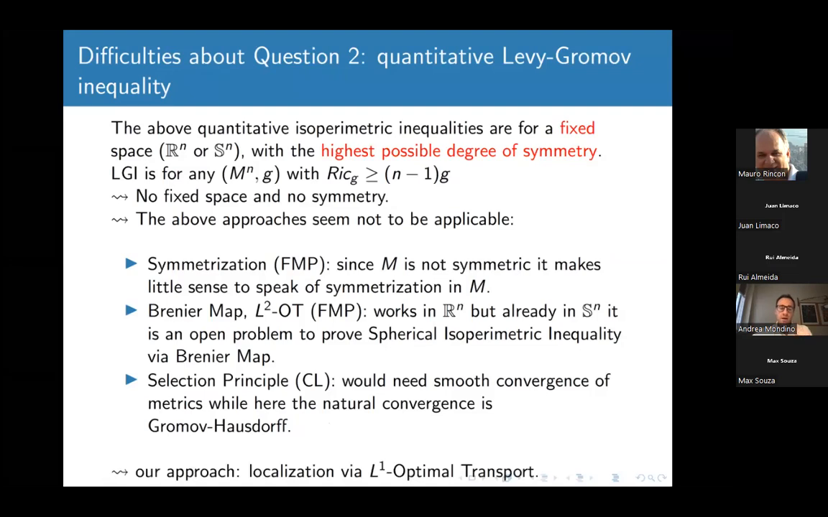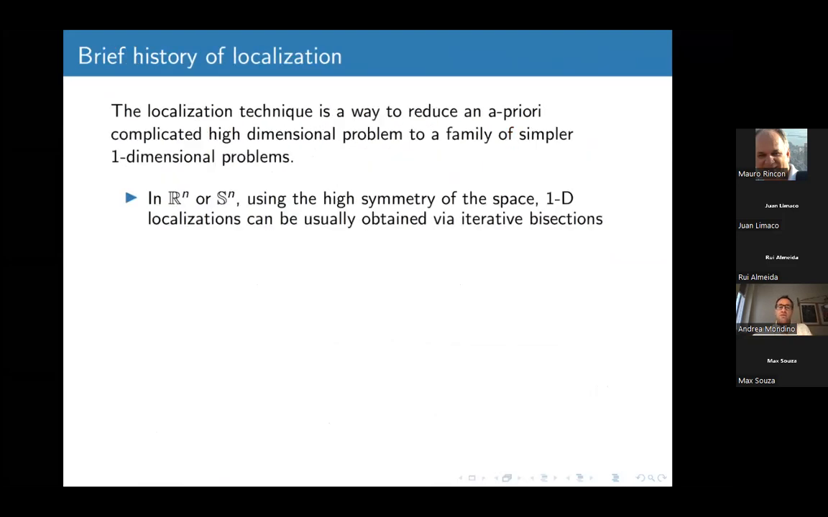Okay, so what we do instead, in order to attack this problem, we work with the L1 optimal transport and with the so-called localization technique. So let me give you a brief history of the localization and what it entails. The localization technique is a way to reduce an a priori complicated high-dimensional problem to a family of simpler one-dimensional problems. So basically, you do a dimensional reduction of your problem until you have one-dimensional problems that you can treat quite explicitly. Okay, so how is this dimensional reduction done?